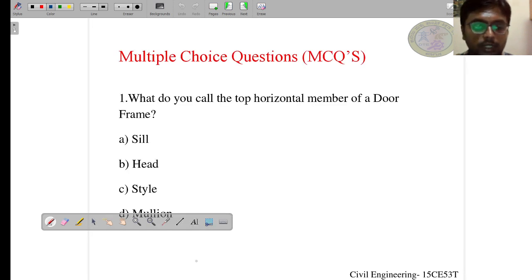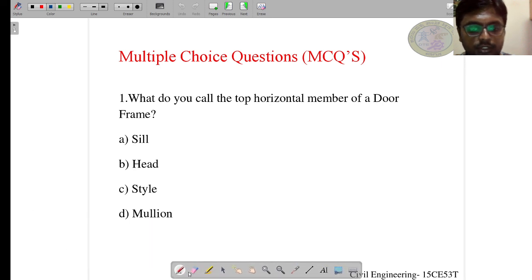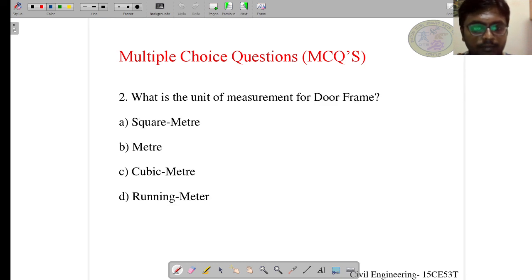Okay, students, let us see some multiple choice questions regarding the session we have just covered. So first question is, what do you call the top horizontal member of a door frame? As you can see, the answer is head. It is the top horizontal member of a door frame.